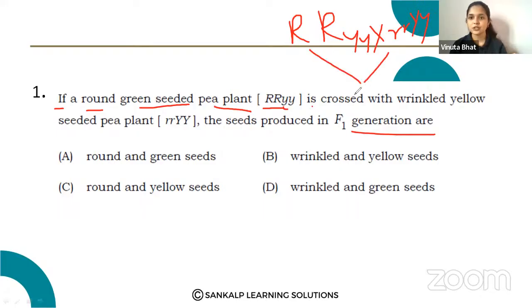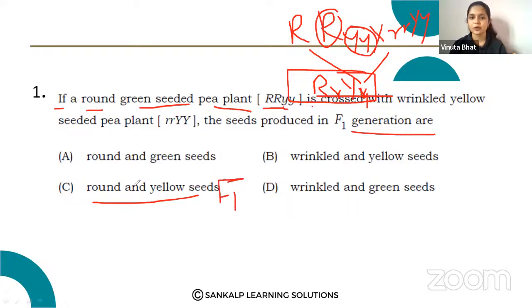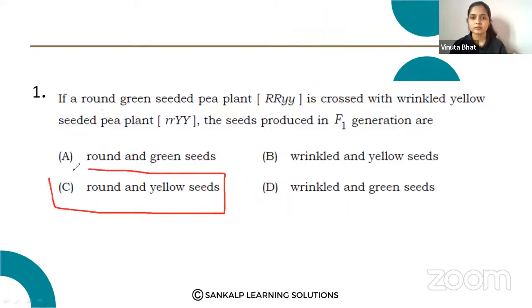In the F1 generation, what type of plants will form? Here, capital R, small r, capital Y, small y. That is round yellow seeds, because capital letters are the dominant characters and small y represents the recessive character. So round yellow seeds are produced in the F1 generation. The correct answer is round yellow seeds.